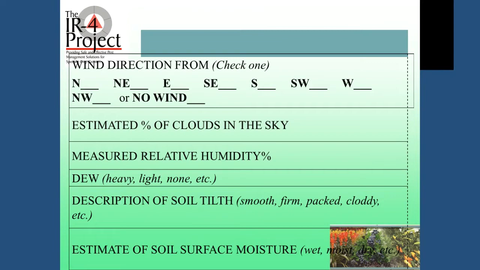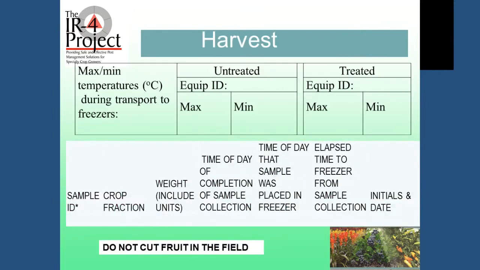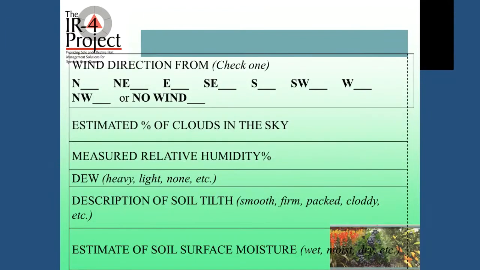Description of the soil tilth. Is it smooth, firm, packed, cloddy, etc.? How much soil moisture is there? Is it wet? Is it moist? Is it dry? Etc. So all of these things, there'll be spaces for these in your field data notebook. Next slide, please.